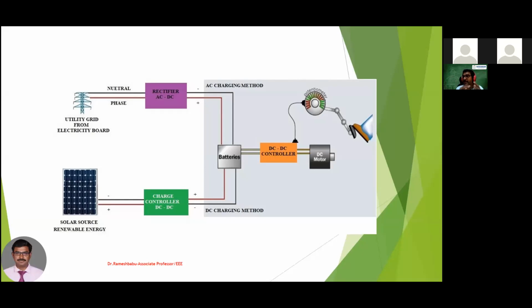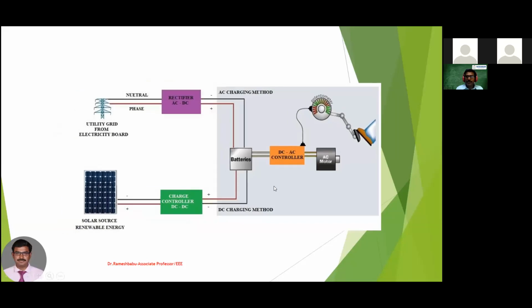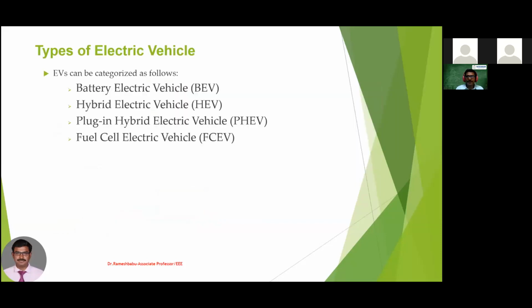It is decided based on the motor which you are going to use. If you use the DC motor, it's a DC system. If it is an AC motor, it's an AC system, right? So this is the AC system which I have explained just now. The other systems remain the same.